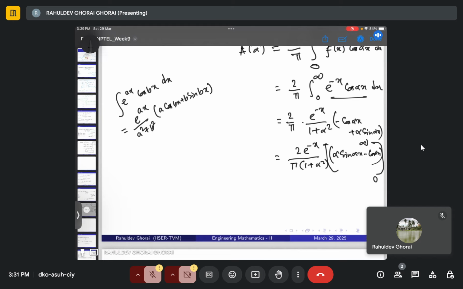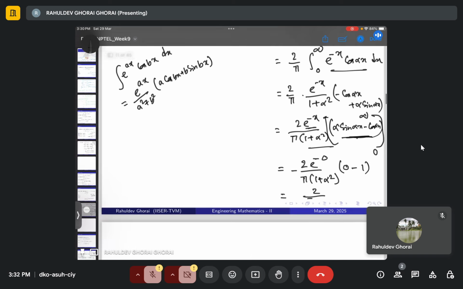So when you put infinity, e to the power minus x becomes 0, right? And this one you don't know, but this is a bounded function, and e to the power minus x converges to 0. So as x tends to infinity, this will vanish to 0. But when x equals 0, then the value is 2 times e to the power minus 0 over pi times 1 plus alpha square, times 0 minus 1, because cos takes the value 1.